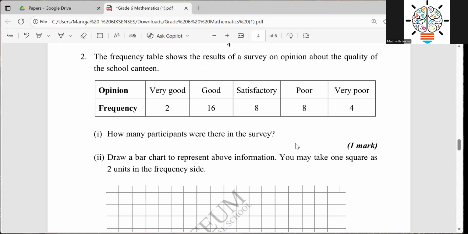How many participants were there in the survey? How do you get that, children? You want to add all the numbers here, right? So you add here and see what the total is. So how do you add it? 2 plus 16, it is 18. 18 plus 8, 26. 26 plus 8, it is 34. 34 plus 4, it is 38. This is the answer. So then you can write how many participants. So you can write 38 participants.